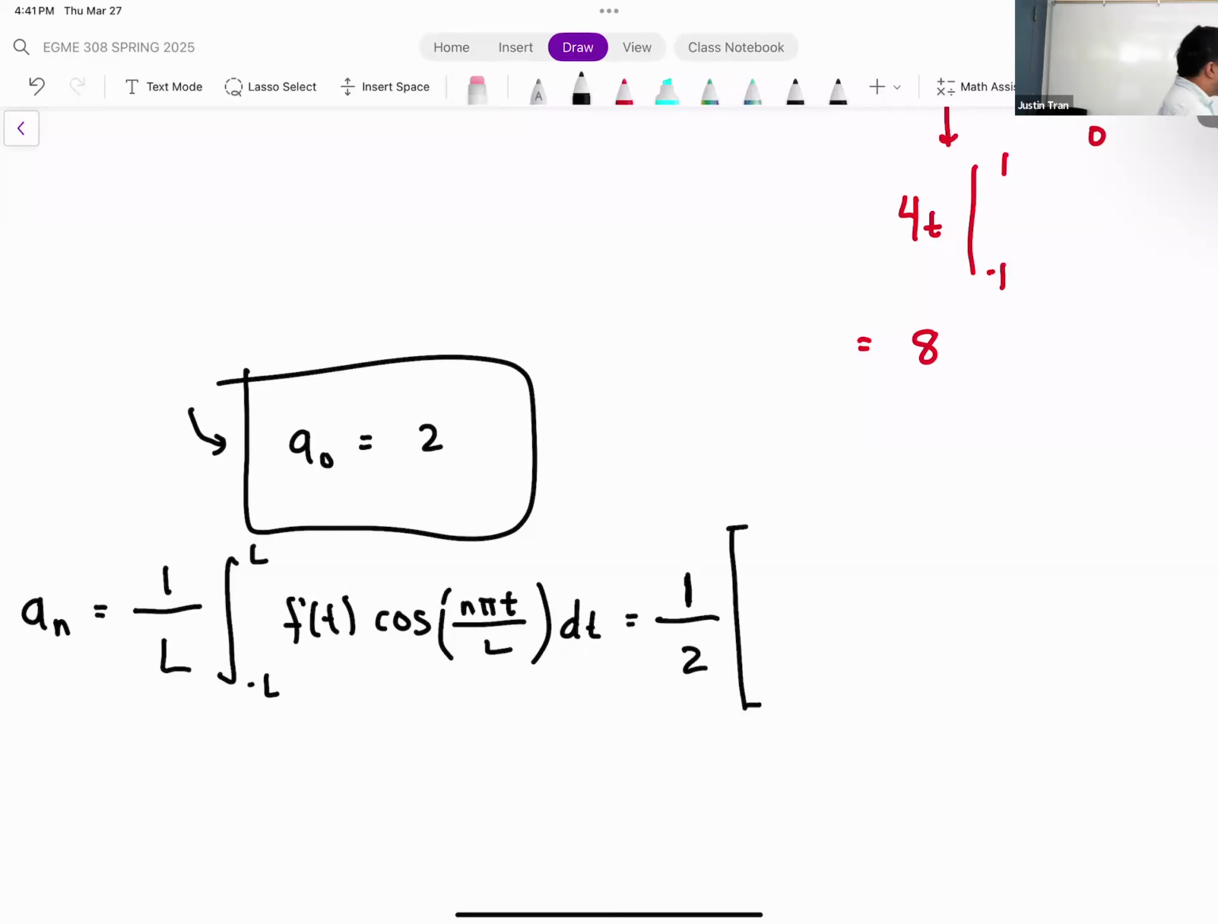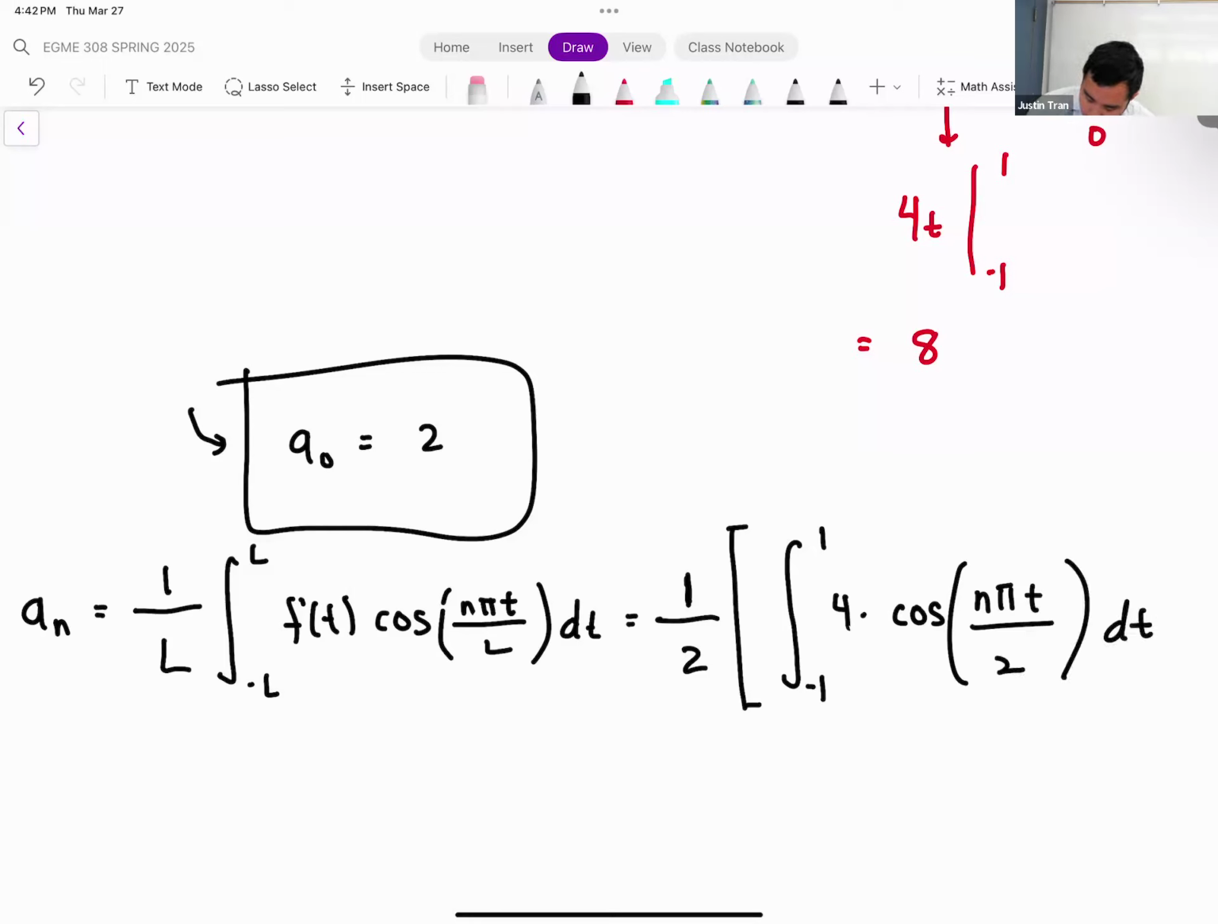But I am going to just skip a step here just because I know the first section from -1 to -2 is 0. The last section between 1 and 2 is also 0. And so my integral here is only going to be from -1 to 1 of 4 times cosine of n pi t over 2 dt, where this interval here, -1 to 1, is the only region where our function is non-zero.